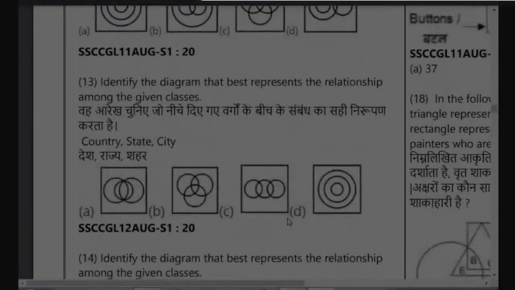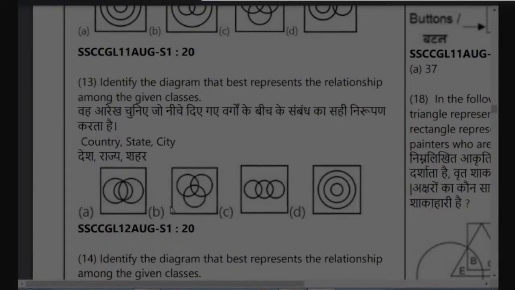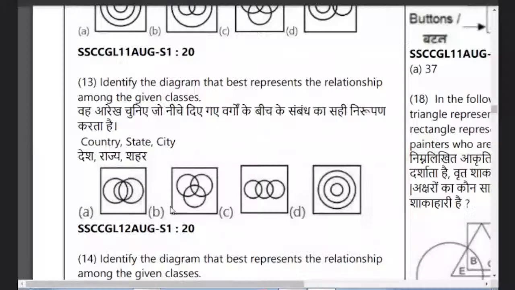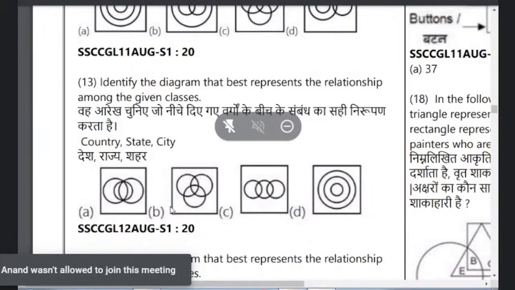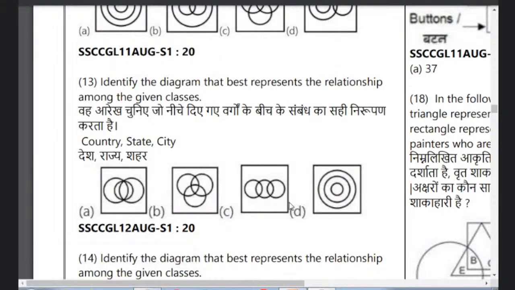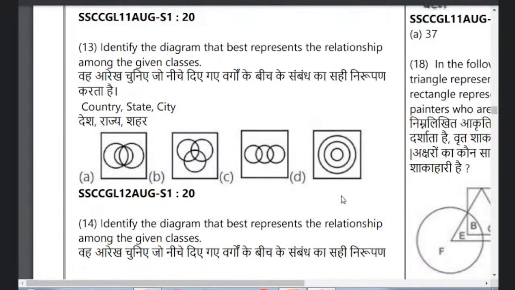In the third question, we have to find the relation between country, state, and city. Option D is the correct option because a city lies in the state, the state lies in the country, and also the city lies in the country. So option D is the correct option.